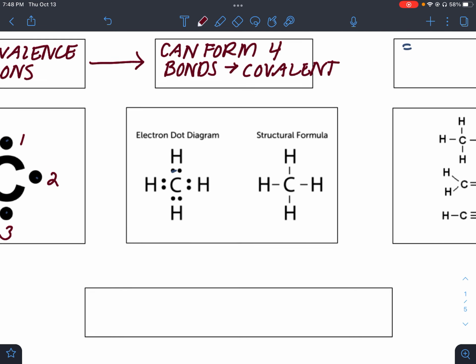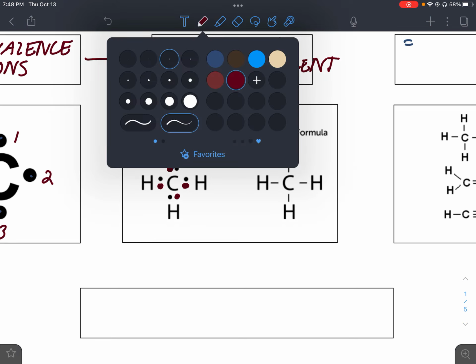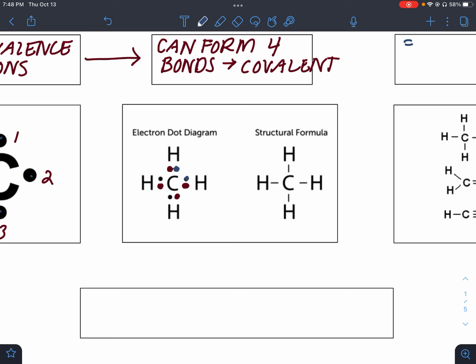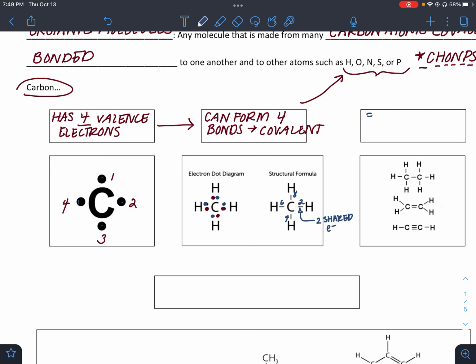Okay, so again, here's our diagram. We see the four electrons that belong to carbon, and we see that it is sharing those electrons with hydrogen, okay, to fill its valence shell. Remember that when we see a formula like this, every line is going to represent two shared electrons, okay? So we can see here that carbon now has 2, 4, 6, 8 electrons in its valence shell, which makes it stable and happy, okay?